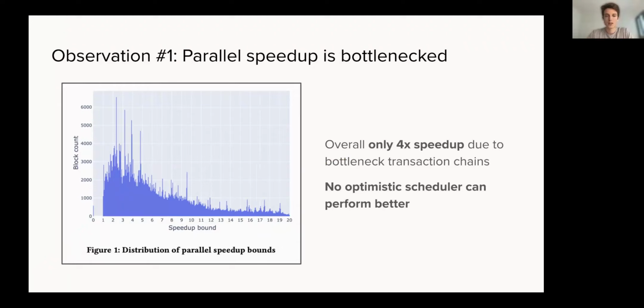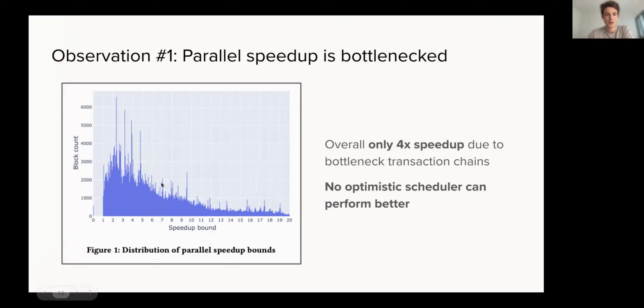We did this for hundreds of thousands of blocks of historical Ethereum transactions. And what we found is that the overall parallel speedup is far underwhelming. Even if we used 4, 8, 16, 32 threads in our simulation, the overall speedup that we could achieve was only 4 times compared to serial execution. If you look at the figure, you can see that some blocks have good speedup, 16 times or even more parallel speedup.